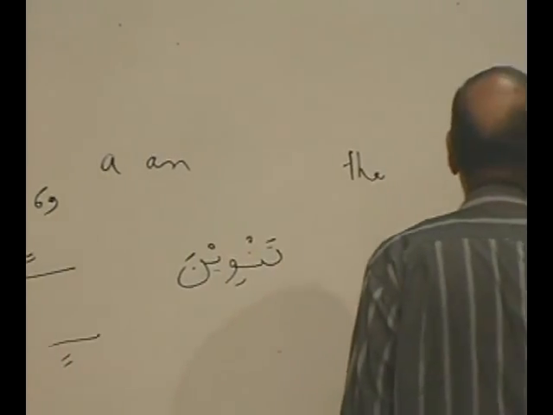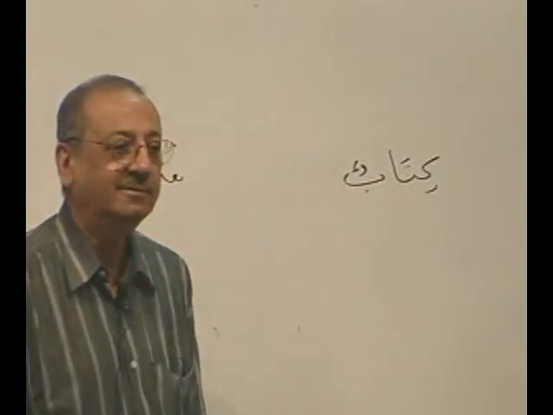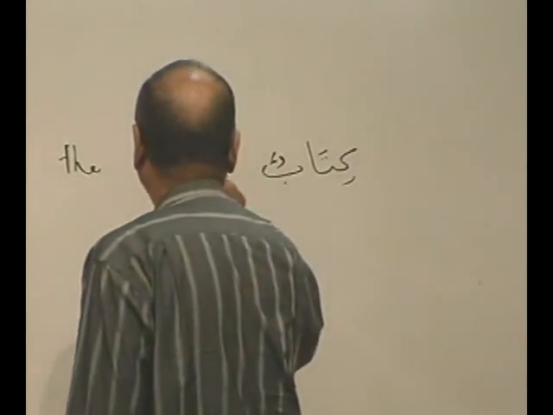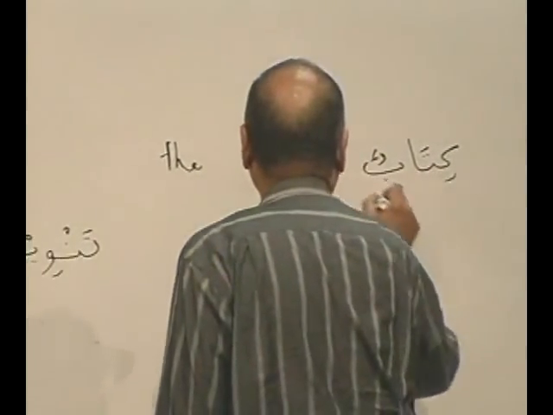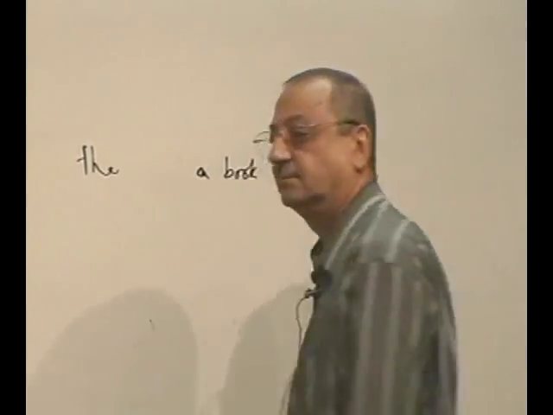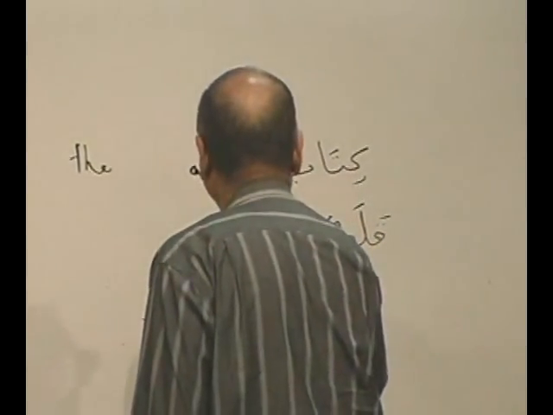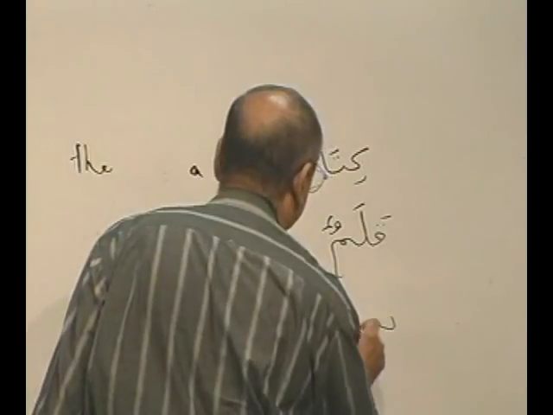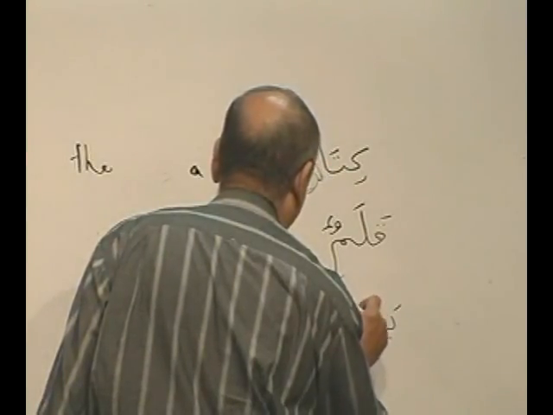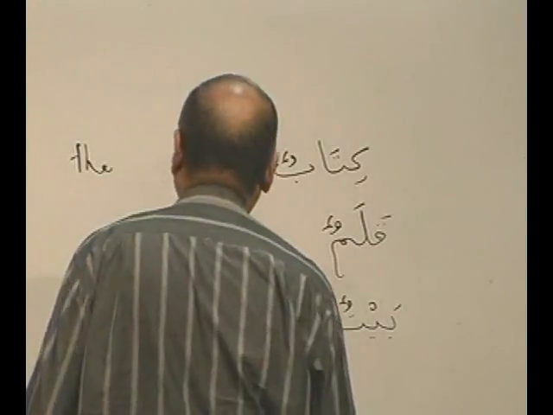Are you with me? If I say kitabun, what is the English? A book. If I say kalamun, a pen. If I say baytun, a house. Sahih, brothers and sisters?